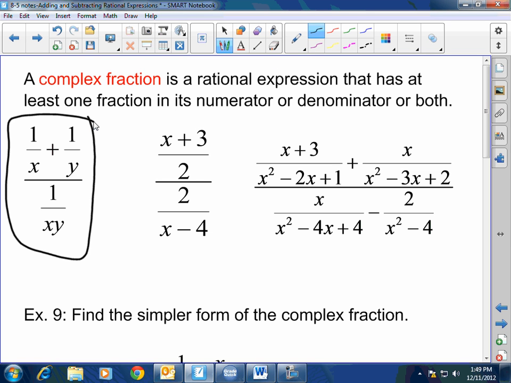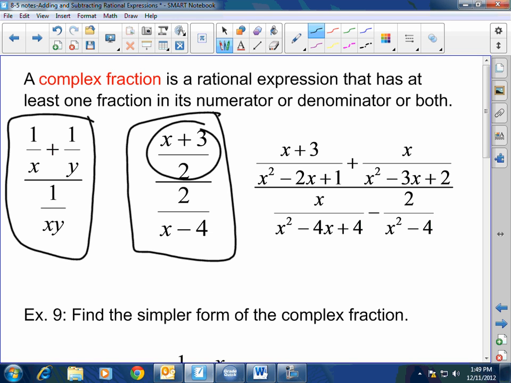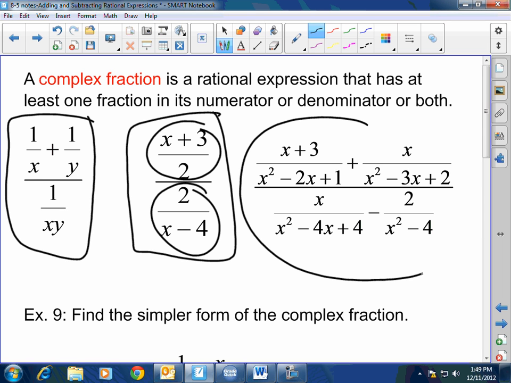For sure, it's rational. This guy here has a fraction in the numerator and in the denominator. That's a complex fraction. And of course, this one here has two fractions in the numerator, two fractions in the denominator. That's going to be a complex fraction. Whenever you have at least one fraction in the numerator or denominator or both, it's called a complex fraction. Basically, it's fractions of fractions.